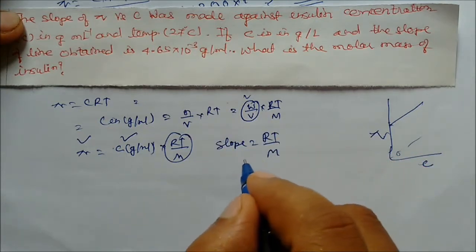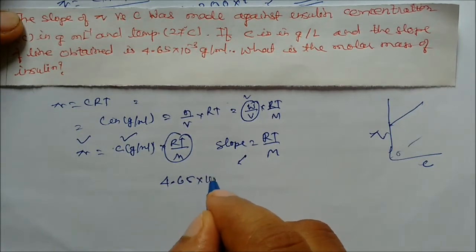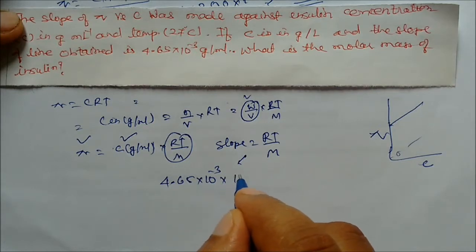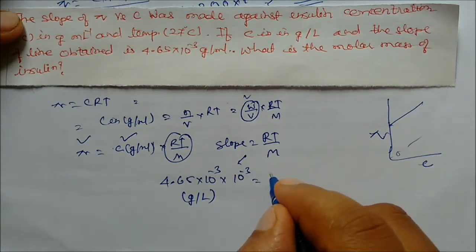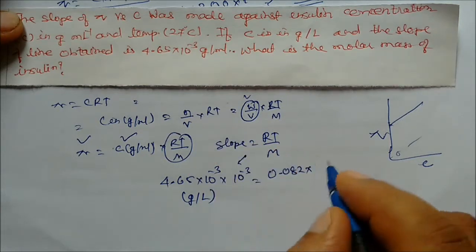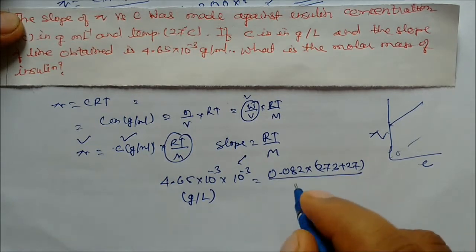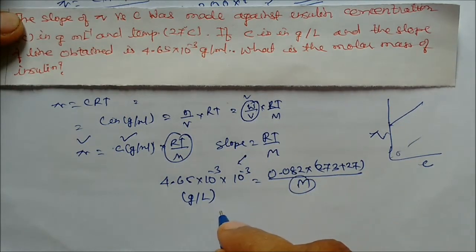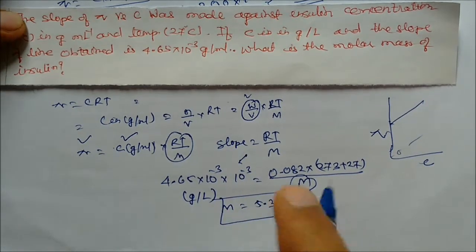So this slope is given as 4.65 into 10 to the power minus 3 gram per ml. So you convert into gram per liter, divided by 1000. So this will be gram per liter. And again R is given, so R is 0.082 and temperature is 27, so 273 plus 27, so this is the total temperature. And they are asking the molar mass. If we solve it, we will get here 5.3 into 10 to the power 6 gram. So this is basically the answer.